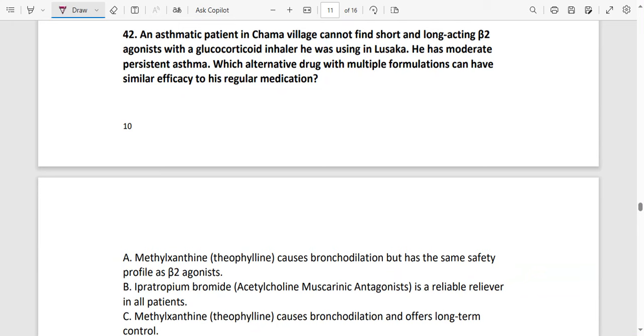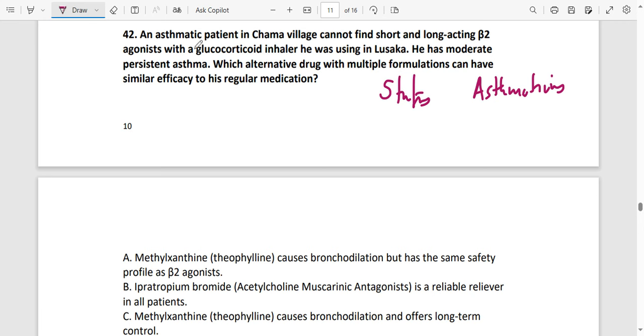42. An asthmatic patient in Chama village. By the way, have you heard of this one? And I'll mention it at the end. Let's first do the asthmatic patient in Chama. Let me just mention it anyway. There's what is known as status asthmaticus. If you go and do the drugs that treat epilepsy, you also hear of status epilepticus. This is like the worst case scenario in asthma.